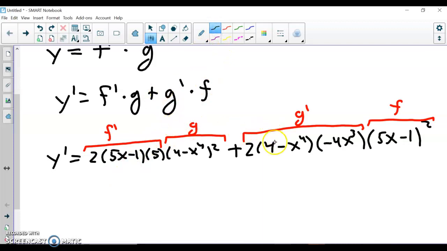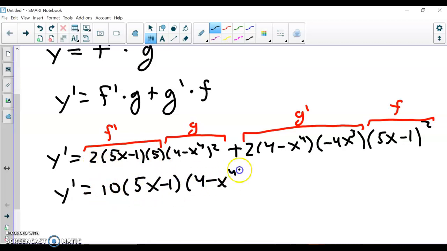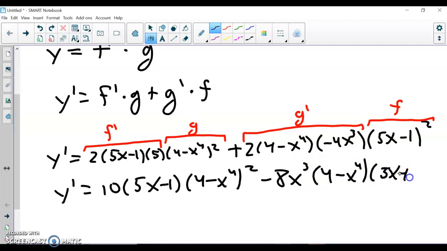Really, as far as I'm concerned, it might make sense to multiply 2 times -4. Actually, I'll reduce it to at the very least what I'd like to see. So we got 2 times 5 makes 10. Then we get the (5x minus 1), (4 minus x to the 4th) squared. 2 times -4 makes a -8x cubed, (4 minus x to the 4th), (5x minus 1) squared. So this is a suitable answer.